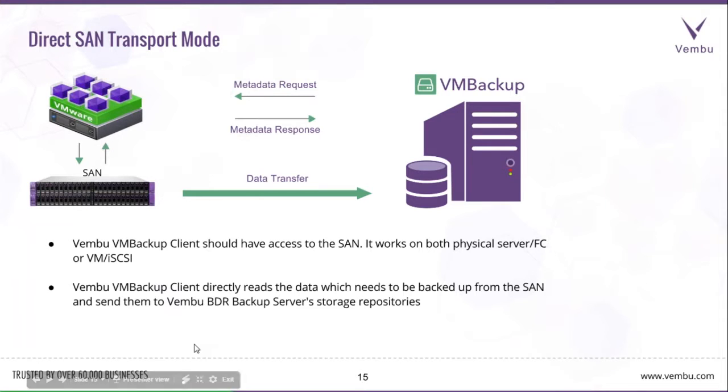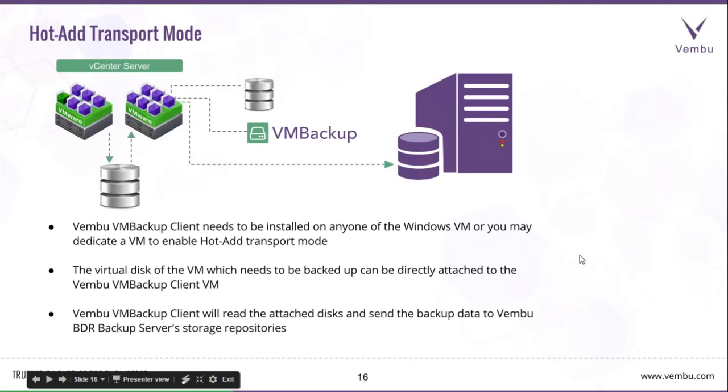And then the Vembu VM Backup client will directly read the data which needs to be backed up from the SAN, and it will send the data to the Vembu backup server repository. Once the backup is initiated, the metadata request will be sent, and there will be a response through the client, and then the data alone will be transferred directly from the SAN to the BDR storage repositories through these channels.